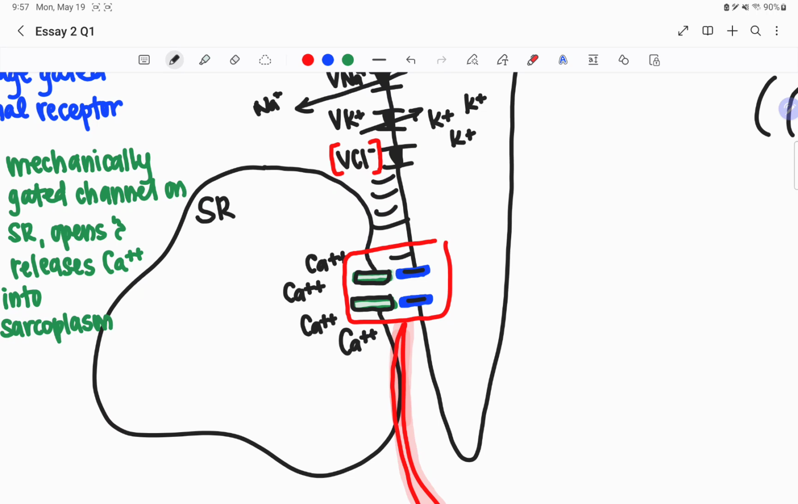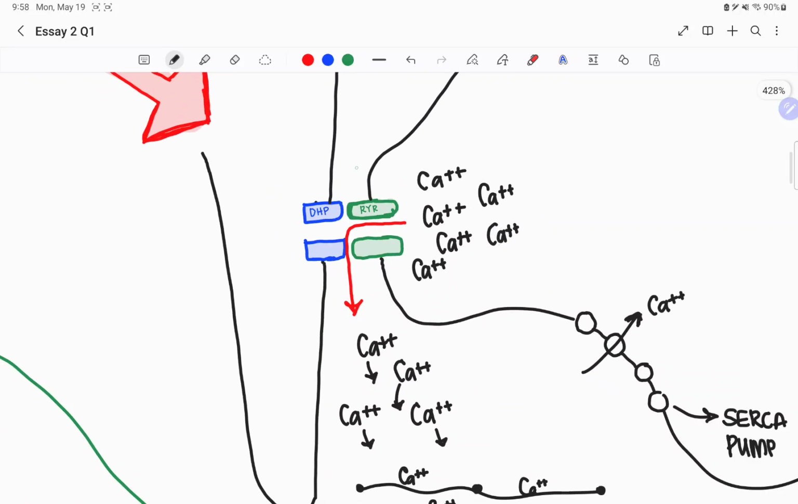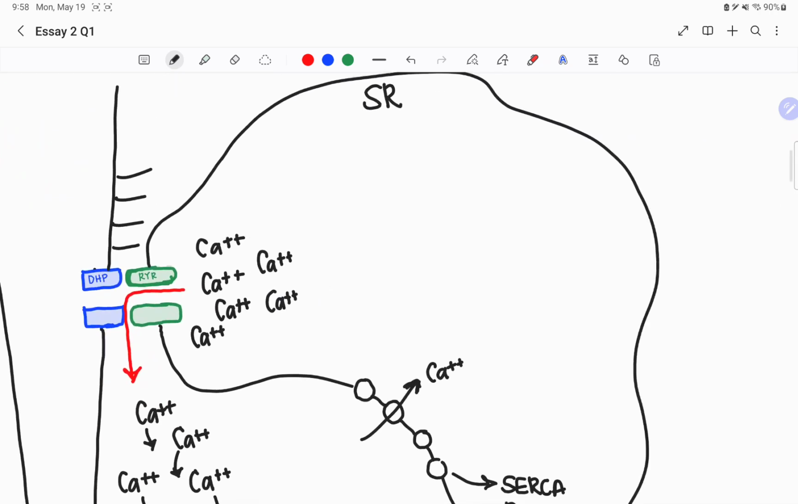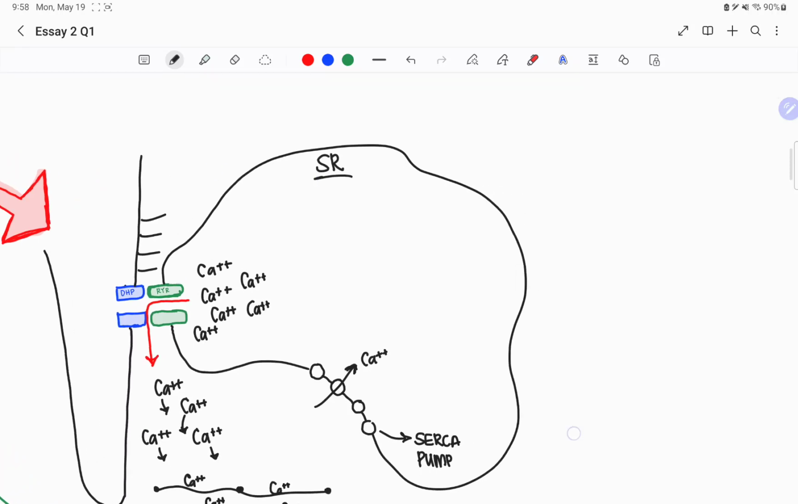ryanodine is a mechanically gated channel. Okay, so when DHP opens, it causes the ryanodine channel to open as well. So I'm going to take a little closer look at it down here. Okay, so again, our action potential has propagated, right? It reached DHP, DHP opens, ryanodine opens, and then calcium is going to rush out into the sarcoplasm. Okay, so this place where all the calcium is, I've got it labeled SR, and that stands for the sarcoplasmic reticulum.